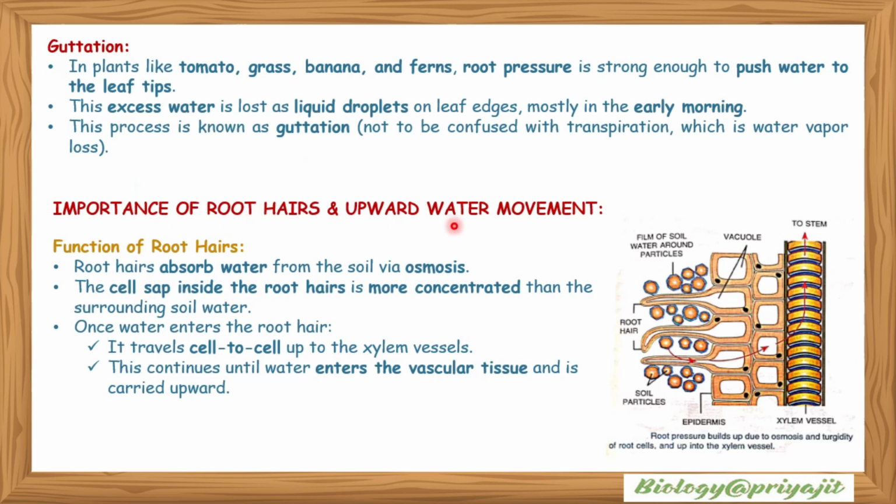Importance of root hair and upward water movement. Function of root hair: root hairs absorb water from the soil via osmosis. The image shows the process. The cell sap inside the root hair is more concentrated than the surrounding soil water. Once water enters the root hair, it travels cell to cell to the xylem vessels, and this continues until water enters the vascular tissue and is carried upward.